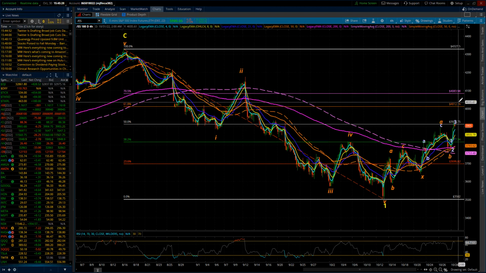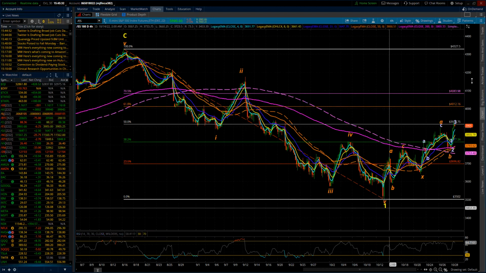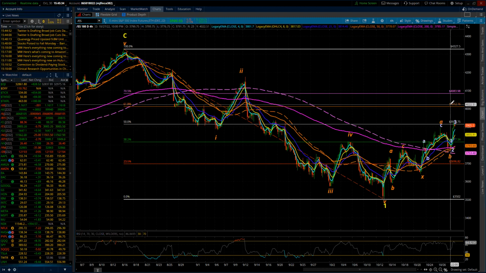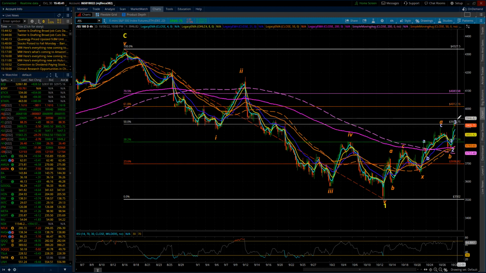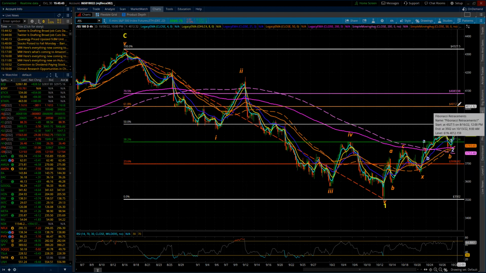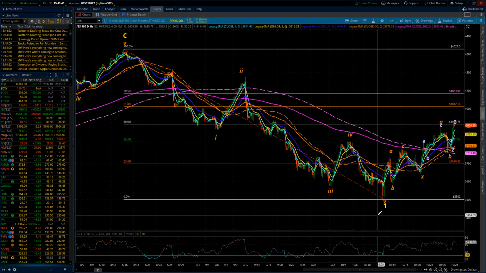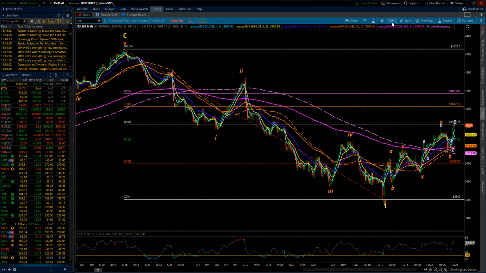Next up would be 4,000, and that's not an unrealistic level, and it's 618. For an intermediate wave 2, not an unrealistic level at all. So the S&P still has upside targets? Yes, absolutely.